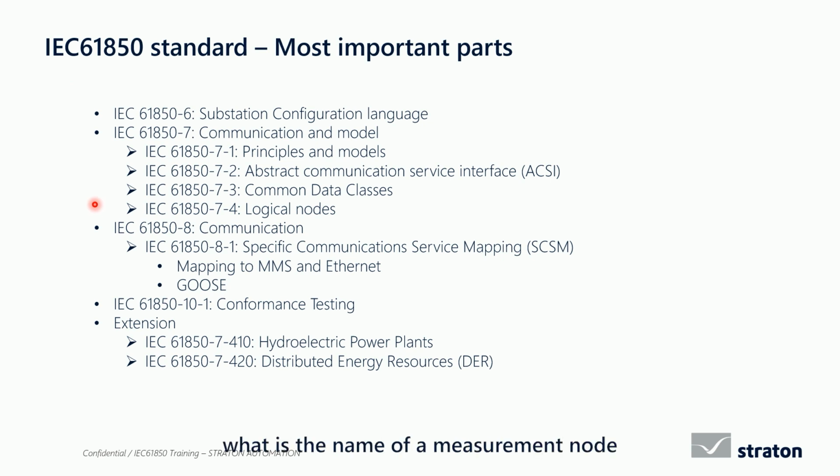For example, what is the name of a measurement node in the standard? What does it contain? It contains objects being measured values, MV. Okay, so what's an MV? Then you must go one layer below, in subpart 7-3. In 7-3 are described, among others, the different common data classes, CDC, for the data objects listed in part 7-4. Here we can see, for example, that an object with CDC MV, our measured value, contains attributes like the magnitude of the measurement, as an integer or a float, for example.